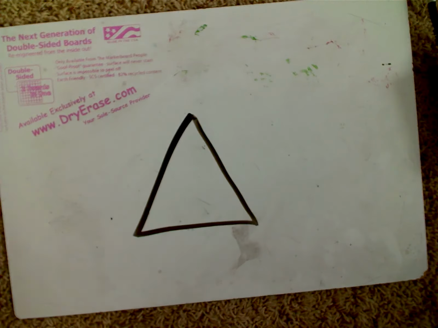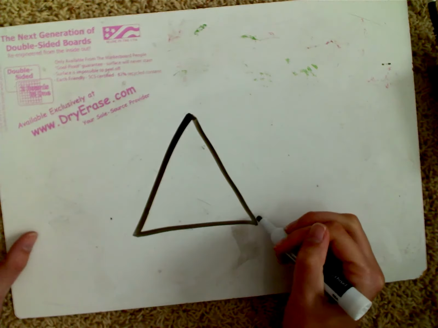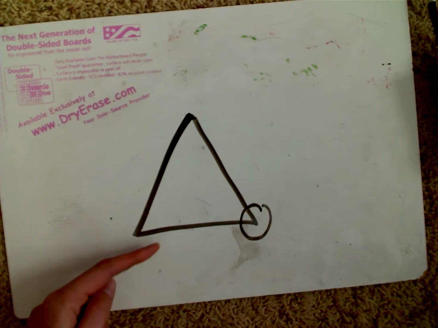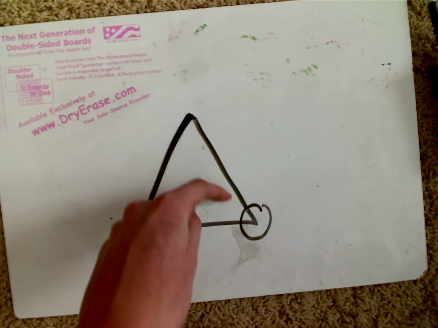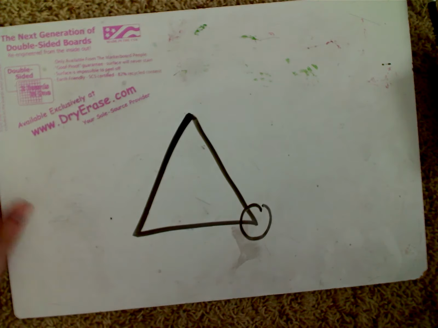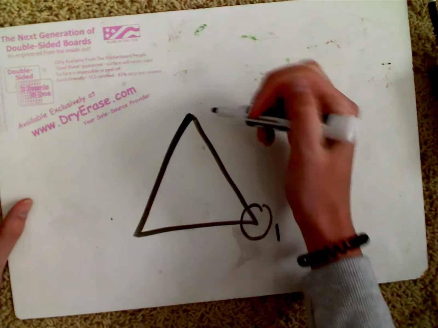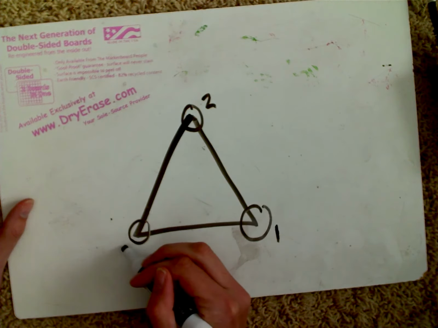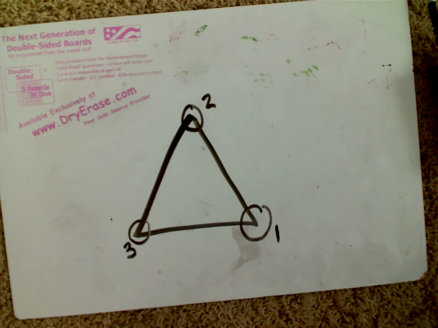The next thing that we're going to talk about is called vertices. Now, a vertice is where 2 sides come together. So for an example, right here is a vertice. This line and this line come together to a point. So this shape has 1, 2, 3 vertices.